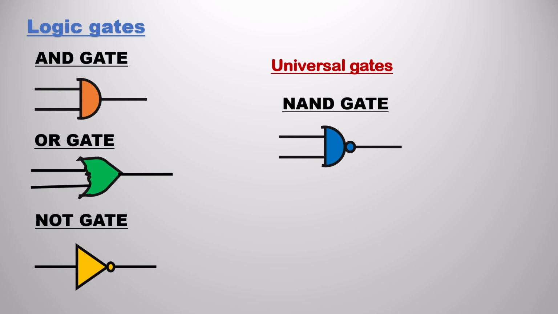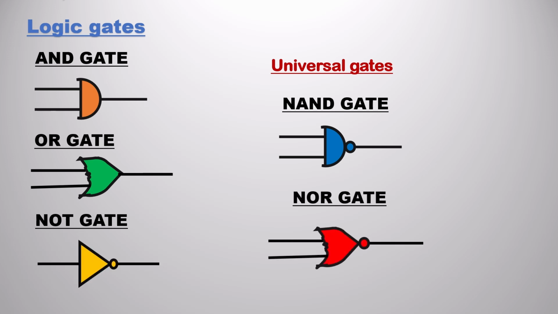Apart from those three, we have gates called universal gates. In universal gates we have two gates. The first one is NAND gate. The second one in the universal gates is NOR gate. With these universal gates, NAND gate or NOR gate, we can perform any of the logic we want. So why do we need universal gates? Already we have these three gates, and with these three gates we can perform any logic operation. But why do these universal gates come into the picture?